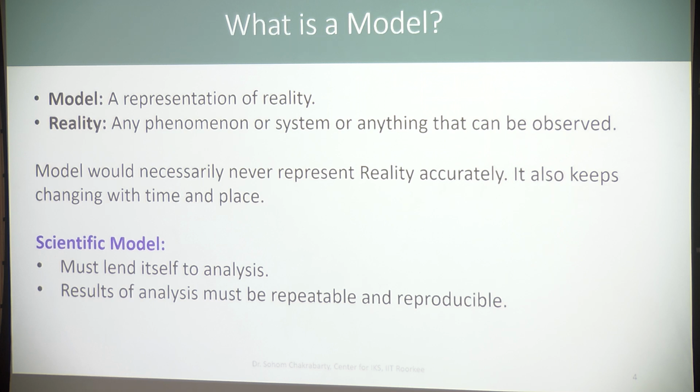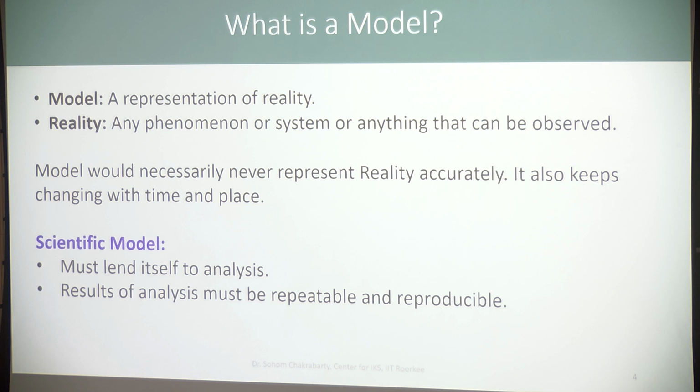Now a model would necessarily never represent reality accurately. It is necessary that models will not represent reality accurately. Very important to understand. It also keeps changing with time and place. This is also very true, that we keep on developing new and new models to represent the reality better and better. So models are never fixed, they keep on changing also.